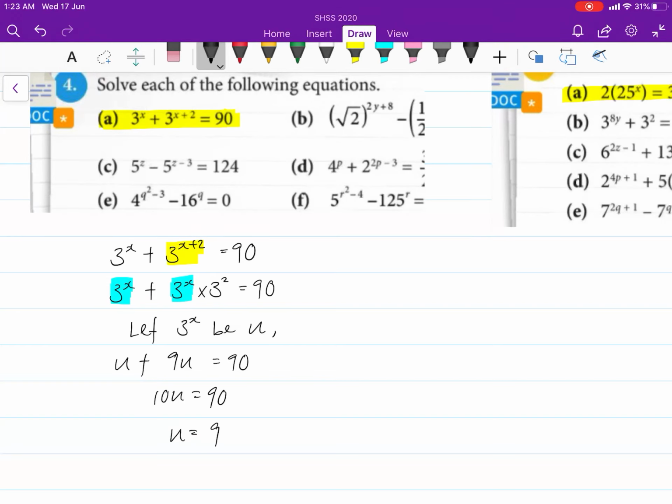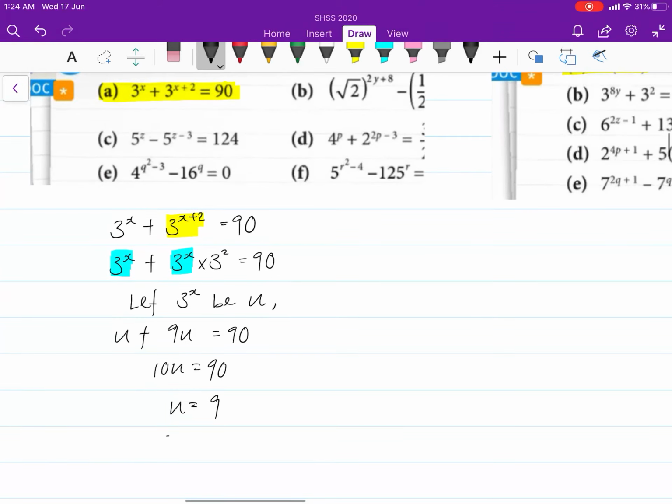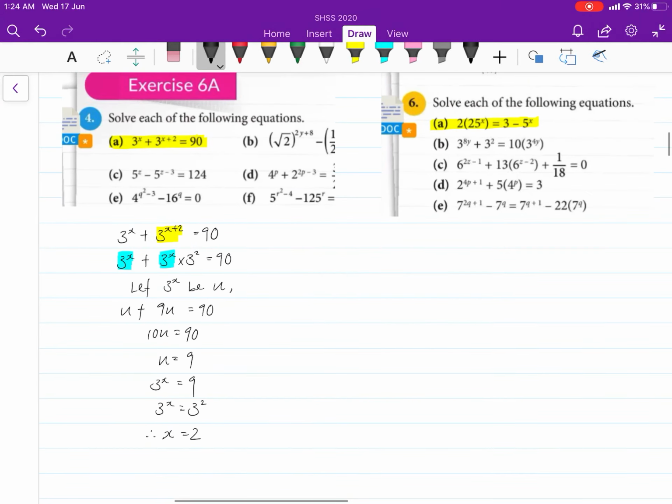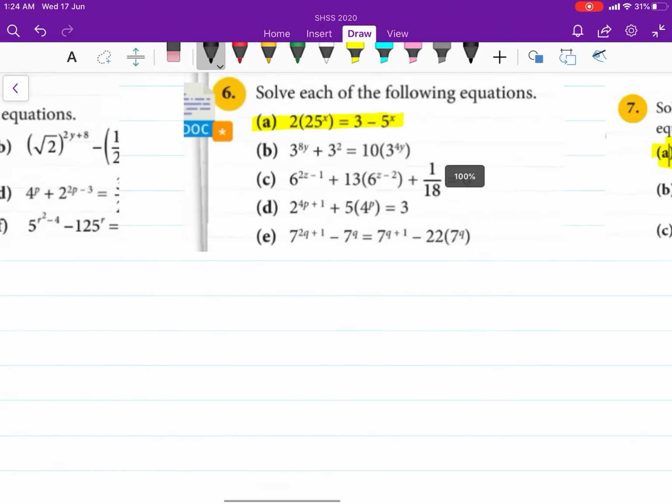Now I'm not done yet because I need to substitute back. I'm solving for x, not for u. So 3 to the power of x is equals to 9. 9 is 3 to the power of 2. Therefore, x is equals to 2. That's it for question 4a. Let's go to question 6a, which is slightly more difficult.